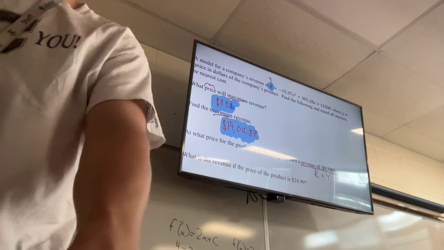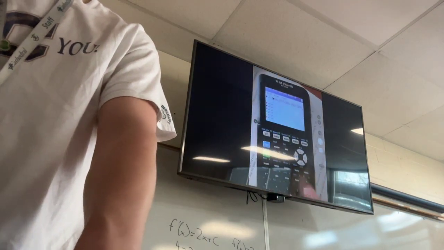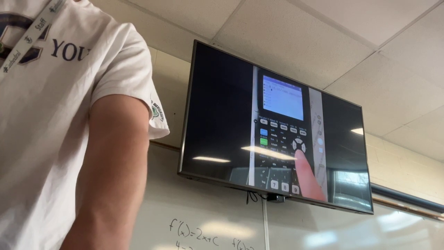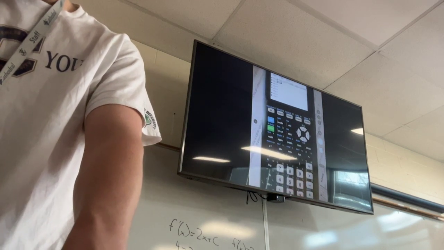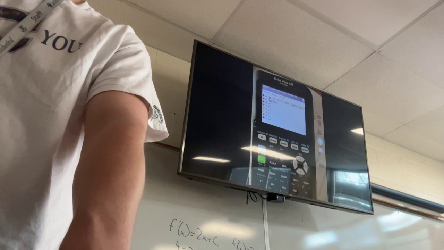Yes, exactly. What do I do on my calculator? So we want to go back to the y equals button, and we want to do 9,500 and put it on the y2 line. Wait, do we keep that first? Yeah, keep the first one. Okay, graph, okay. Then we want what? How do we get our answer?